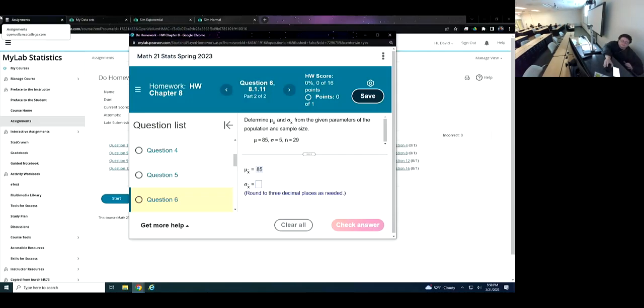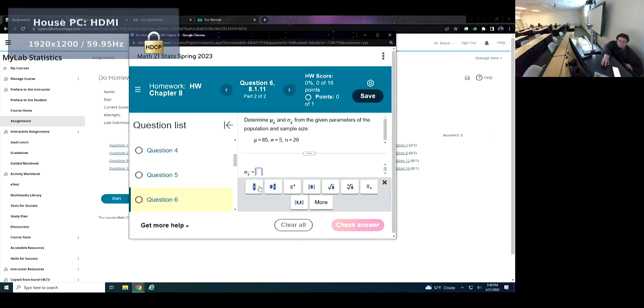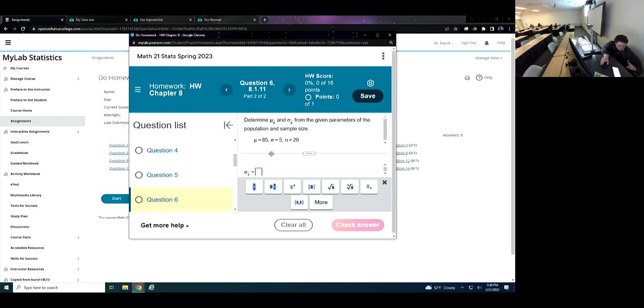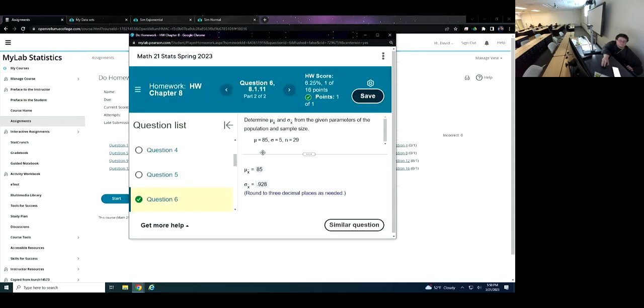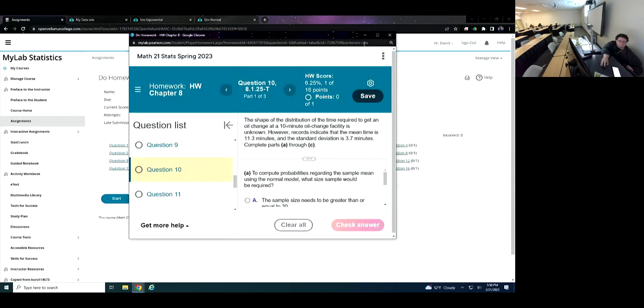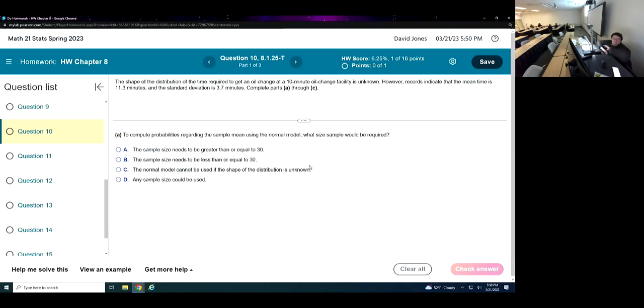So I'm gonna go over and put that in, and we'll look at number 10. This was 0.928. It says the shape of the distribution of the time required to get an oil change at a 10-minute oil change facility is unknown. Records indicate that the mean time is 11.3 minutes and the standard deviation is 3.7 minutes.